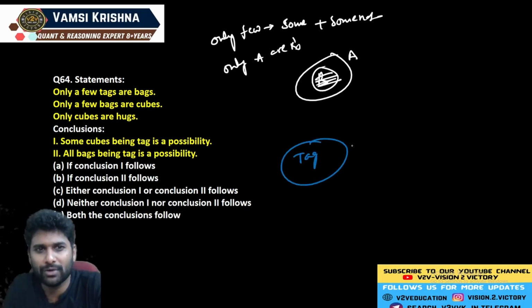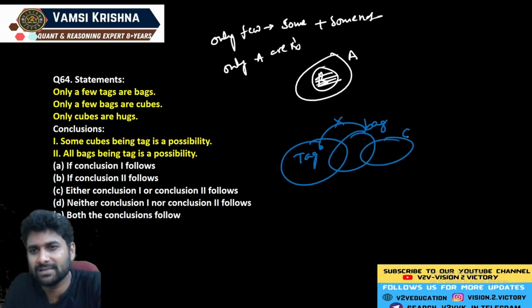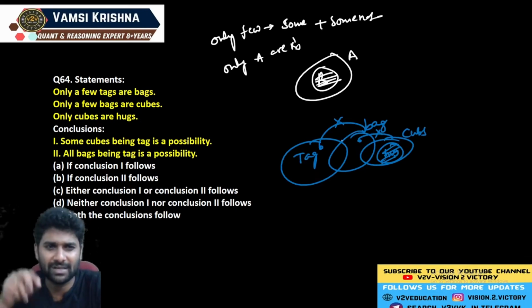See, only few tags are bags means few tags are not bags. Only few bags are cups means few bags are not cups. Only cups are hugs means all hugs belong to cups only. You can't place any hug into any other parameters. Hugs belong to cups only.